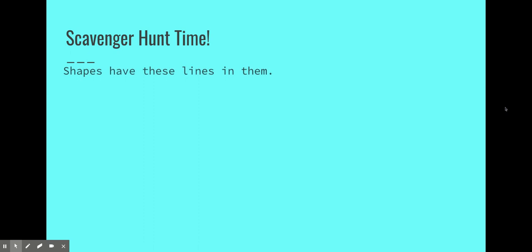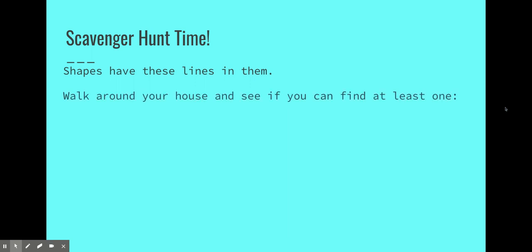All right, now it's time for a scavenger hunt. Shapes have these lines in them, and we're learning geometry, so let's do shapes around the house. Walk around your house and see if you can find at least one shape with parallel lines. I'll give you a hint. Squares and rectangles have parallel lines.